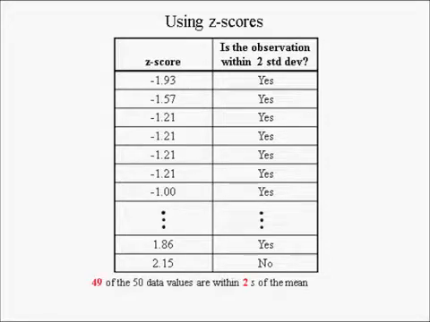Because the observations were in ascending order, all but the final observation, whose z-score is 2.15, are within 2 standard deviations of the mean. Hence, 49 of the 50 observations are within 2 standard deviations of the mean, which is 98%. The empirical rule says about 95% of the observations are within 2 standard deviations from the mean, while Chebyshev's theorem says 75% of observations are within 2 standard deviations of the mean.